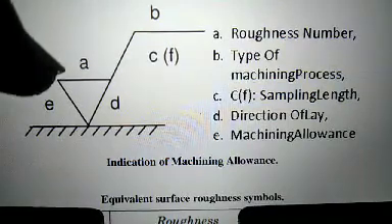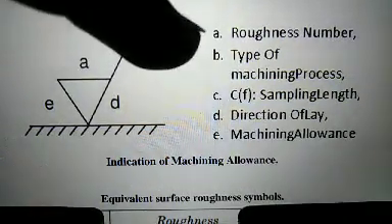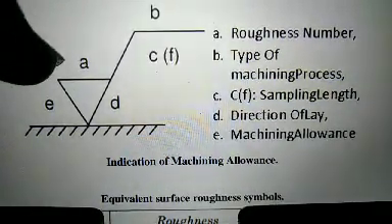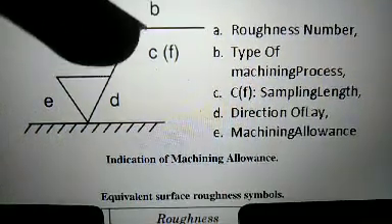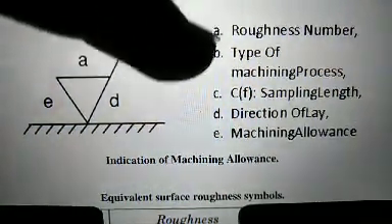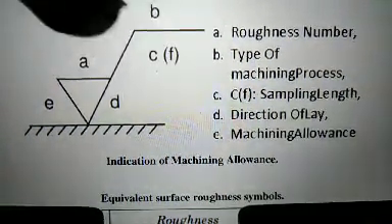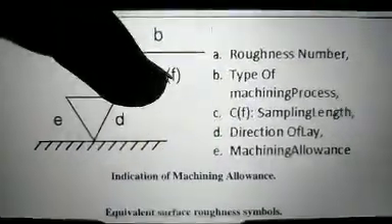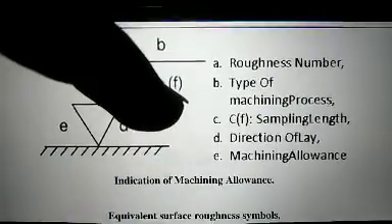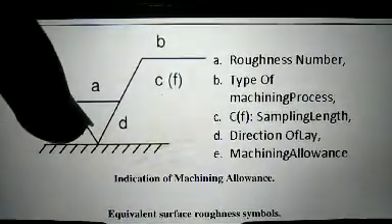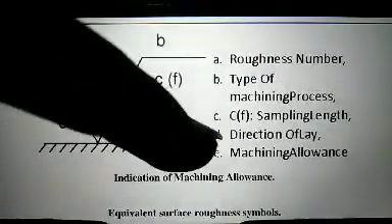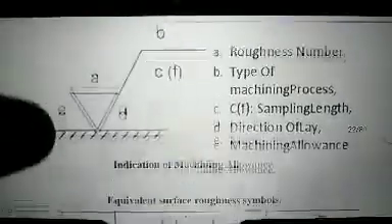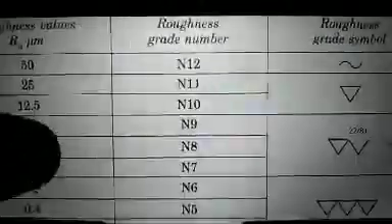Now A is the value for the roughness number, located here. B is the value of the type of machining process, mentioned at this B. C is the sampling length, sorry. D is the direction of lay, and E is the machining allowance shown on that part.